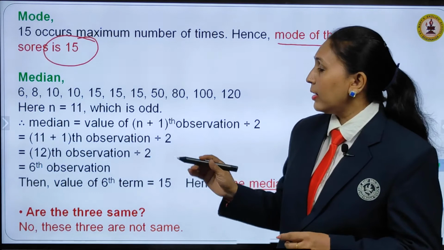Children, here you can see that mode and median had the same value, that is 15, but your mean score was different. Hence you can say that no, these three are not the same. Okay, that's it for this question, children.